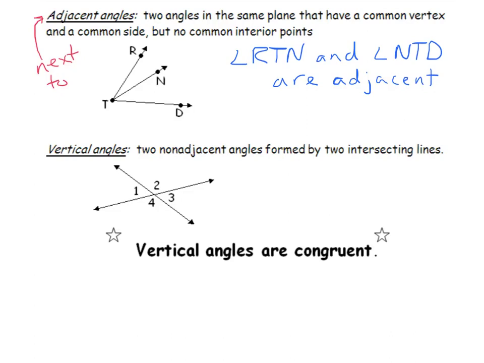Another type of angles we're going to take a look at are vertical angles. Now, vertical angles are non-adjacent, meaning they're not next to each other. They don't share common sides, any of that good stuff. They are non-adjacent angles. They're formed by 2 intersecting lines. So in this case, I've got this line and this line. And when they intersect at this middle point.